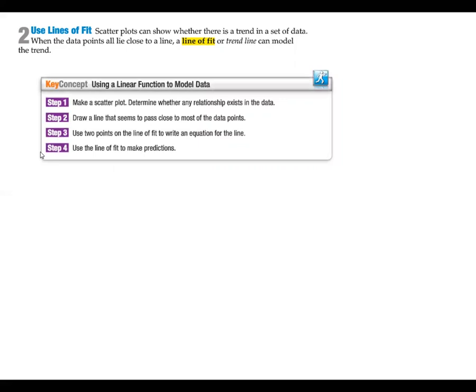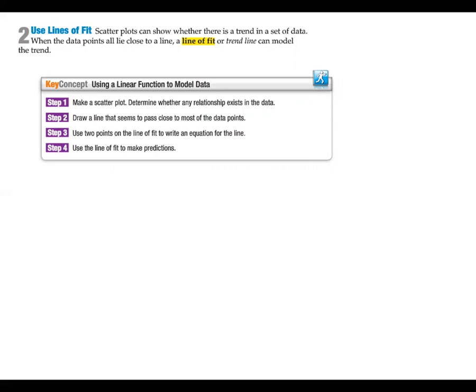So here's the four-step process, and this is just kind of breaking it down into pieces so that you can more easily do this. First, you make your scatter plot and determine whether a relationship exists in the first place. If there's no relationship, you really can't talk about a line of fit if there's no correlation, okay? But let's assume there is.